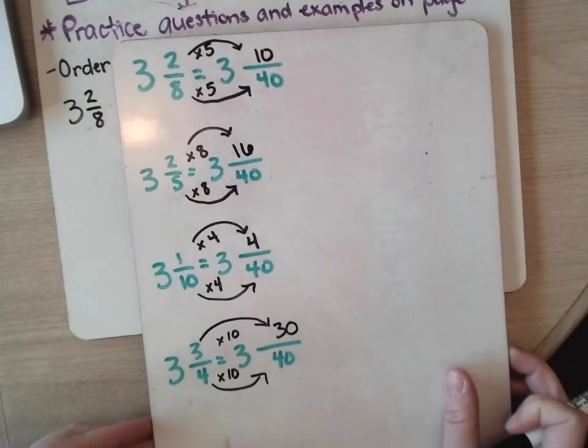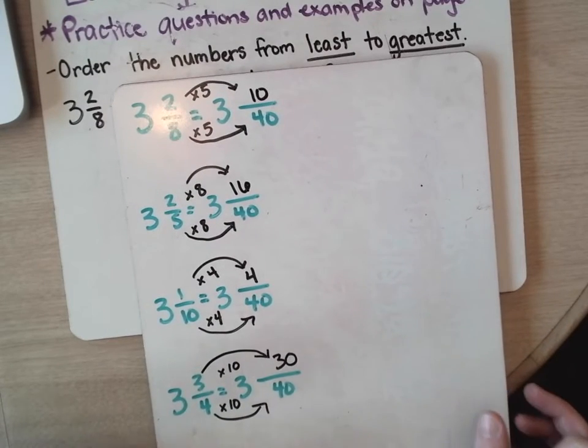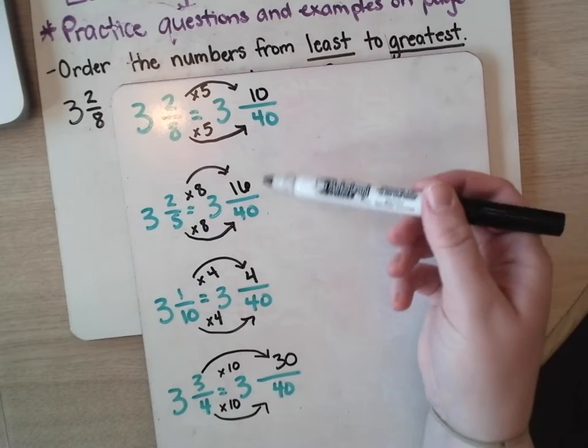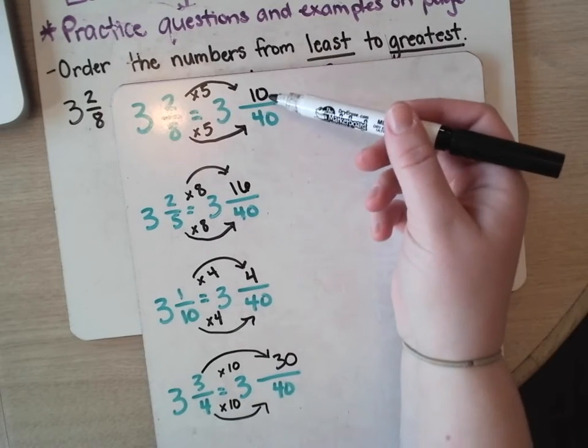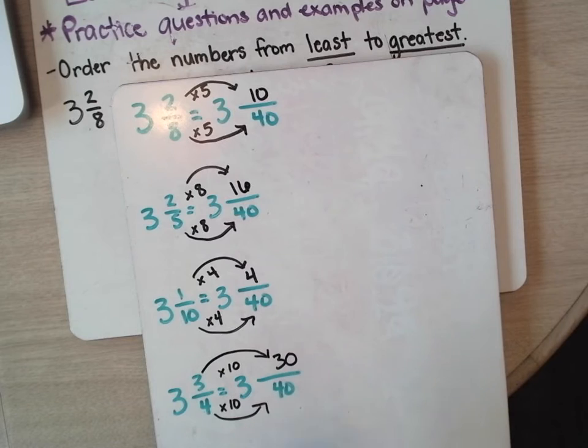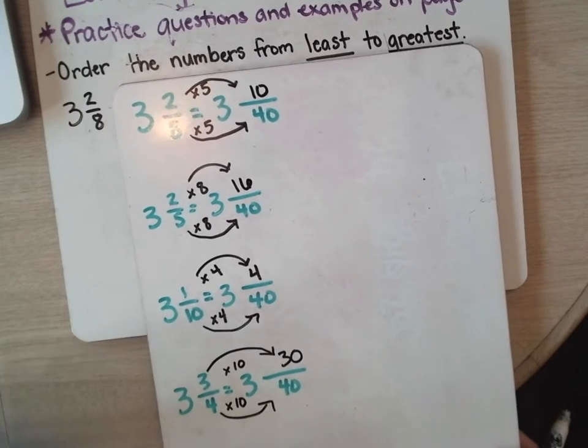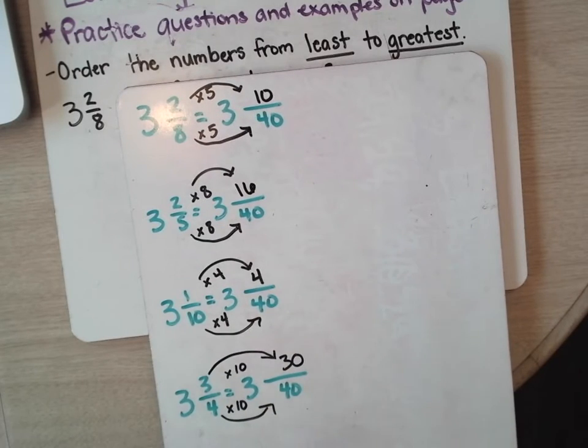Now I can put these fractions in order from least to greatest because my denominator is all the same. When your denominator is the same, your piece sizes are the same. So your numerator tells you what is the smallest and what's the greatest. All your pieces are the same size. So I'm going to rewrite these just so we can look at them. And then we're going to go back and we're going to write them in order from least to greatest.